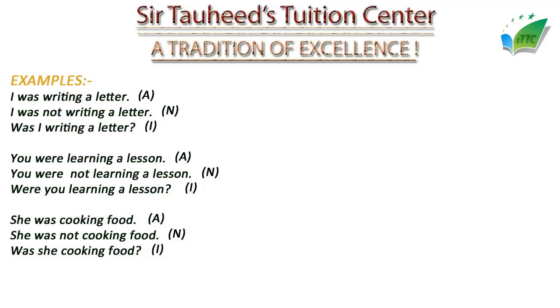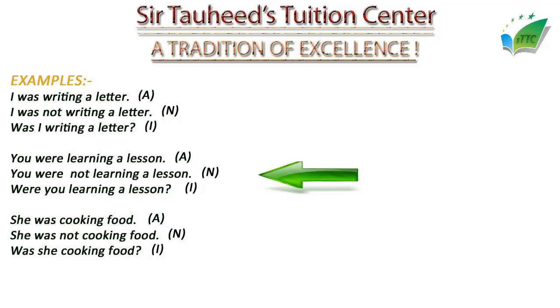Moving on to the next example, that is, you were learning a lesson. It means you were doing something in the past and the action was learning. You were learning a lesson in the past. You are not learning now. You were learning in some past time. So you could say you were learning a lesson.